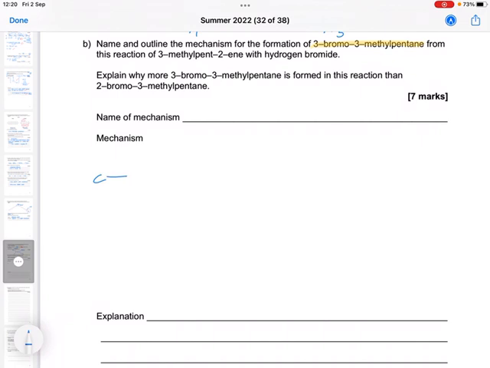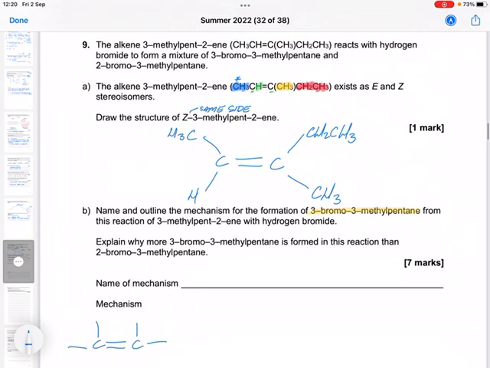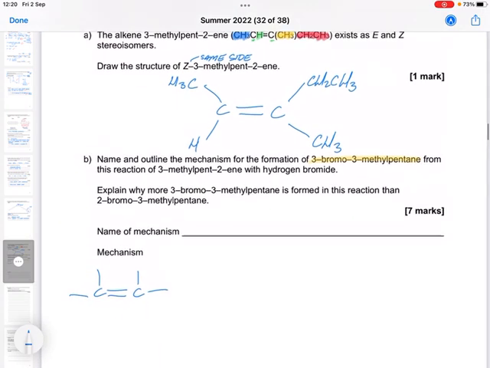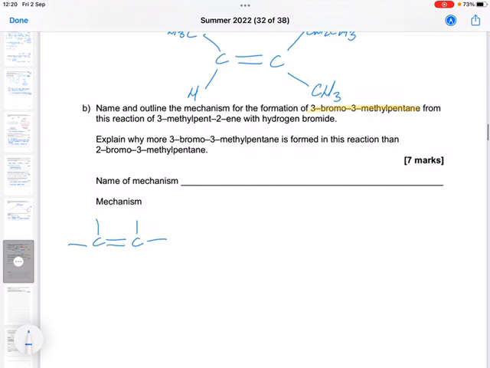So I'm going to start with the carbon-carbon double bond here. Because I'm doing a mechanism, I want to keep everything else out of the way. So let's go back and look at this. So I've got a hydrogen and a methyl. CH3, H. And on the other side, I've got a CH3 as well. And a CH2, CH3. Okay, now this is reacting with hydrogen bromide.